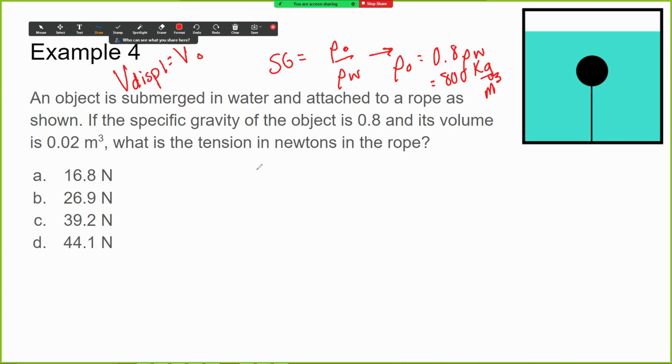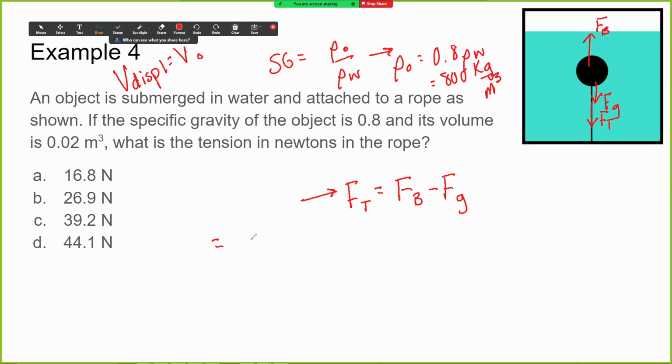Okay. Now let's look at the actual forces that are acting on this. So we know we have buoyant force pulling up, we have tension pulling down, and we have the weight of the object also pulling down. Okay. So if we look at this, we could say, okay, we're solving for the tension. Tension is going to be equal to F_B minus F_G.